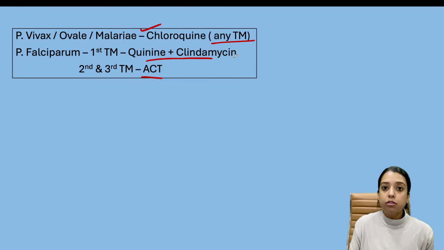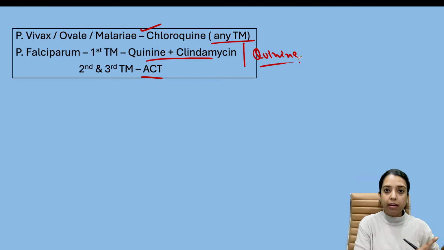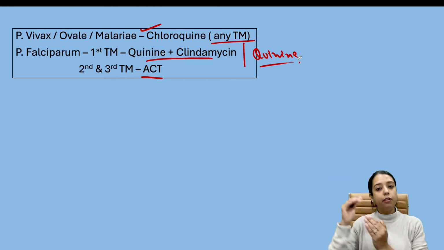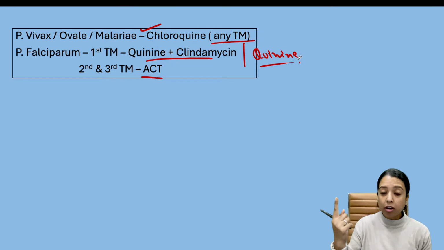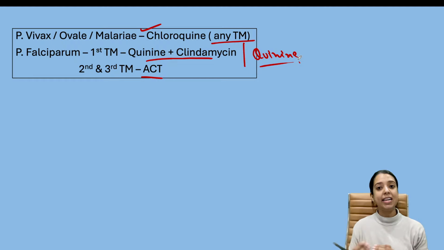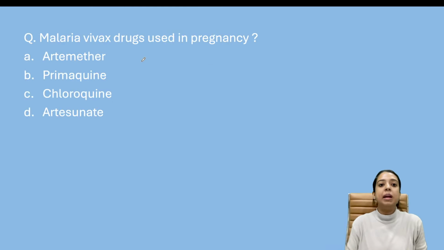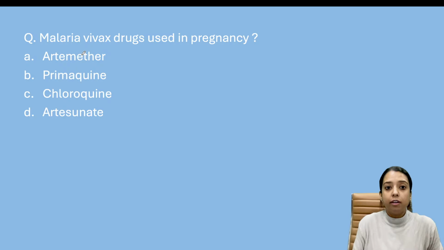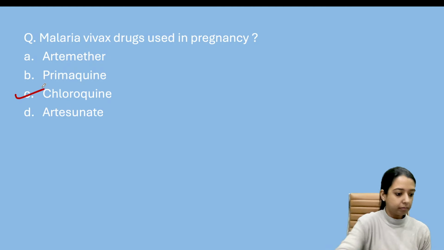If clindamycin is not available, we can only use quinine also. So remember, for P. vivax and ovale malaria, the answer is chloroquine. For falciparum, you have to see which trimester it is. If it is first trimester, quinine. If it is not, it is artemisinin combined therapy. So for vivax, the drug is chloroquine. For falciparum, not.